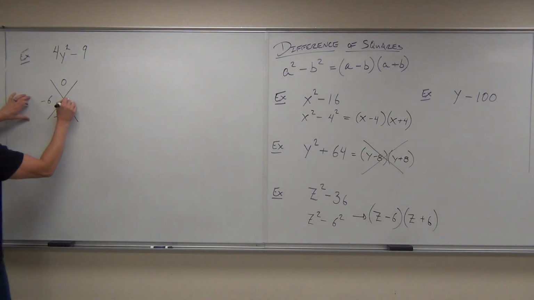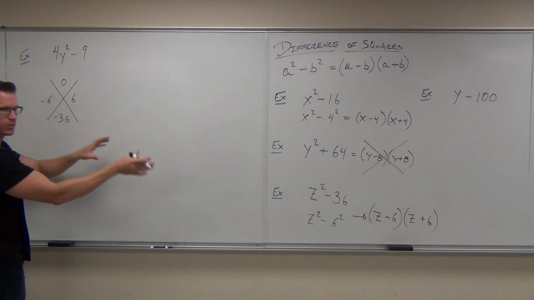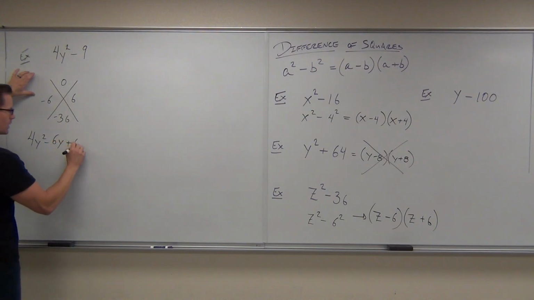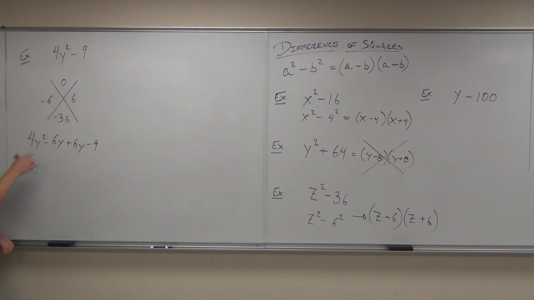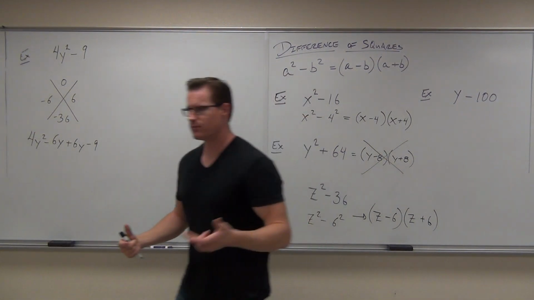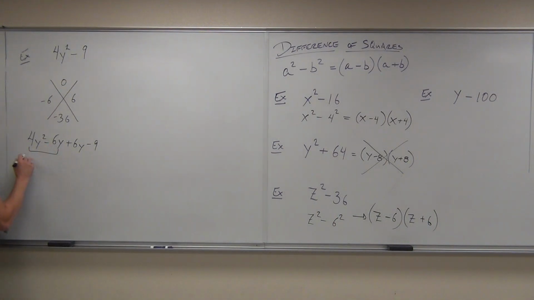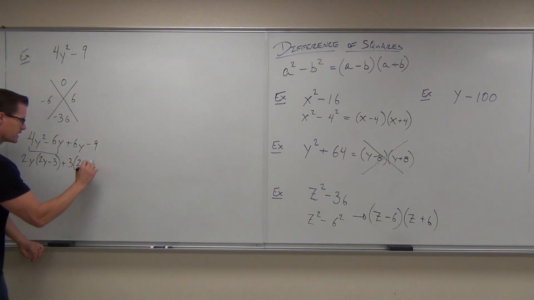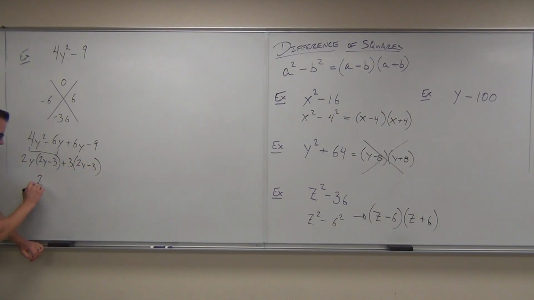Sure. So if you were to do this, you could do the shortcut way I showed you in the beginning of class. You could write out your grouping. I'm going to do the grouping this time. 4y squared minus 6y plus 6y minus 9. I know that there's no y, but you have to introduce one for the middle term. So you'd have minus 6y plus 6y. So we'd factor out 2y. We'd get 2y minus 3. We factor out the 3 and we get 2y minus 3. Hey, is it going to work? Yeah. 2y minus 3 and 2y plus 3.